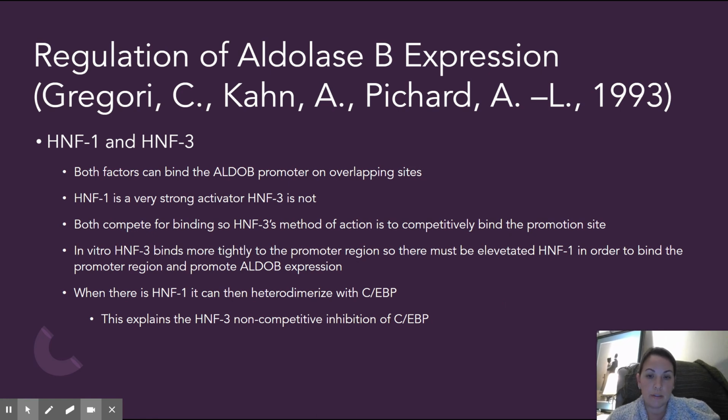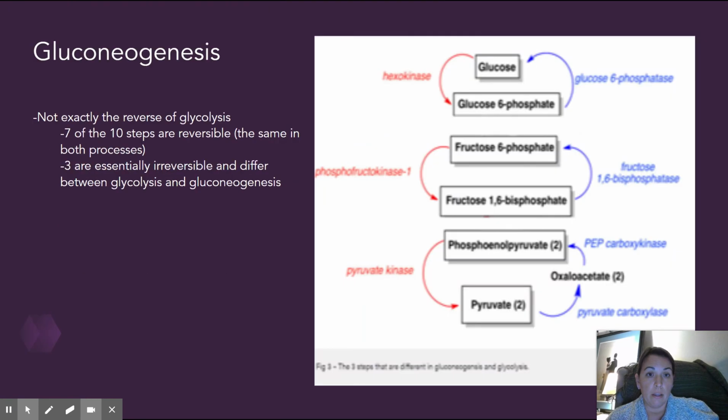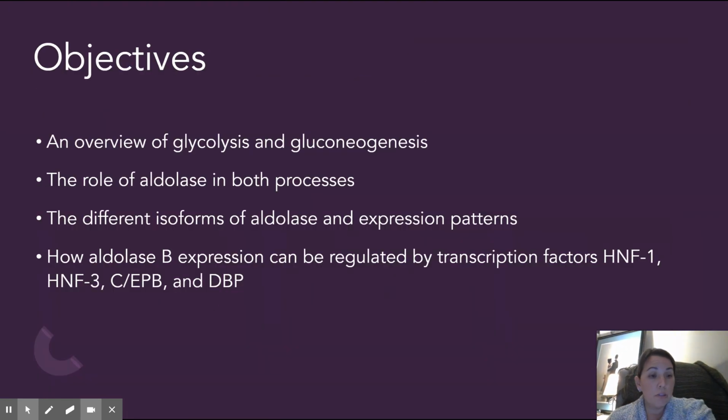So I would just like to close the lesson by reminding you of what you should have learned from this. I'm just going to go back to the objectives to close it up. So you should have an overview of glycolysis and gluconeogenesis, and an idea of the role of aldolase in both processes. Quickly, it's the conversion of the 6-carbon glucose to 3-carbon compounds and the reversible process. So in gluconeogenesis, it's going from 3 carbons to a 6-carbon compound. And in glycolysis, the reverse is true.